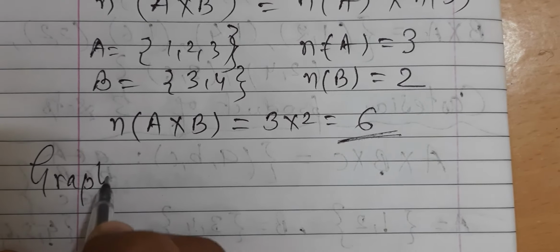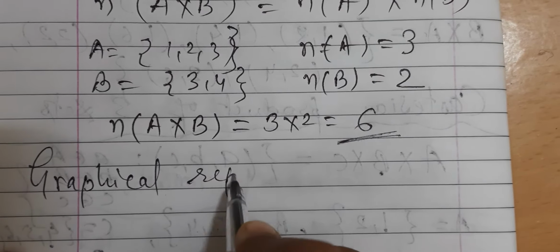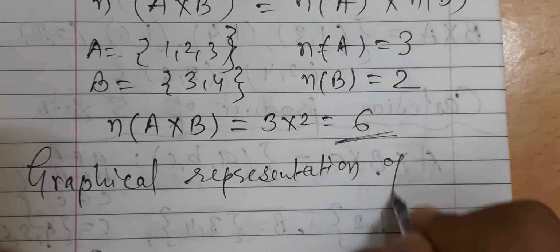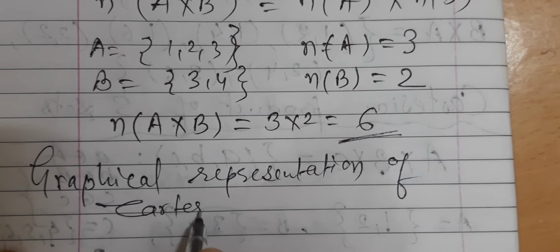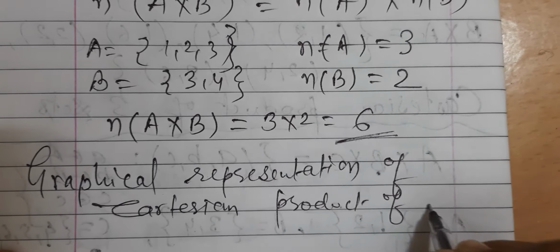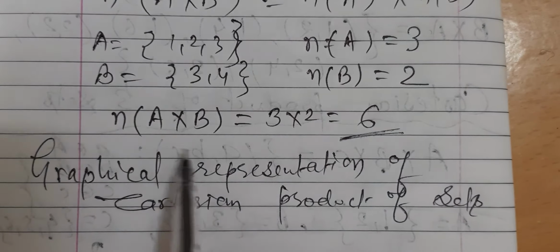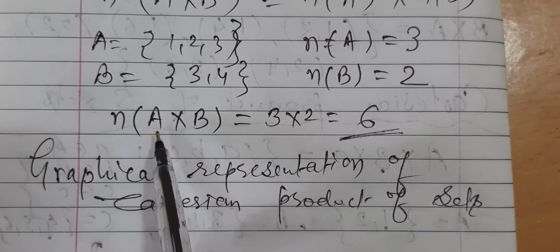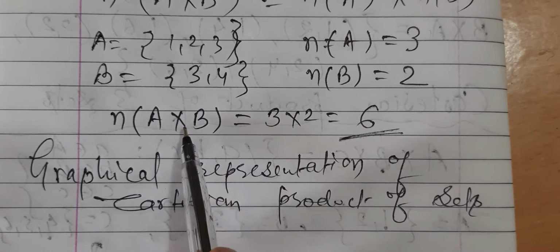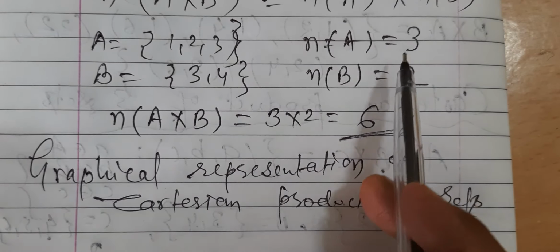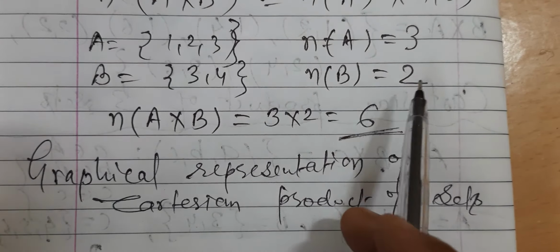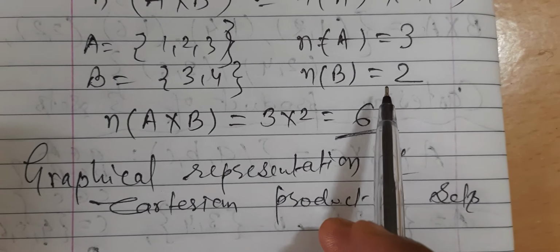So this is graphical representation of Cartesian product of sets. The same thing, suppose you are given 3 sets, then the total number of elements in the Cartesian product of 3 sets is the product of the number of elements in all the 3 sets. Okay, so this is applicable for n number of sets.